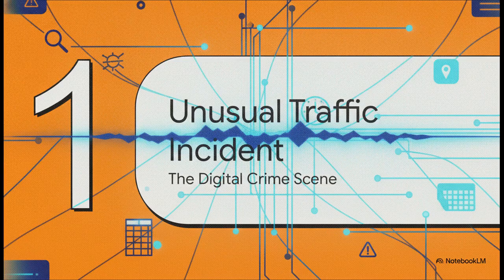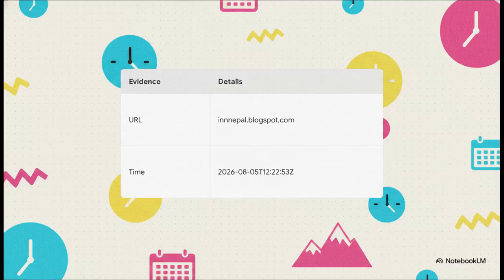Starting with Section 1, the unusual traffic incident, the digital crime scene. Let's establish exactly when and where this invisible wall dropped down. Looking at the incident report, we've got a highly specific target. Someone, or something, was trying to reach a very particular blogger page about the Chichoe Incline Project game. And check out the precision on this timestamp. The request was halted at exactly 12:22 and 53 seconds Zulu time on August 5th, 2026.